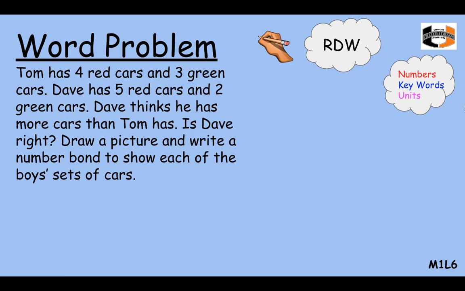Tom has 4 red cars and 3 green cars. Dave has 5 red cars and 2 green cars. Dave thinks he has more cars than Tom has. Is Dave right? Draw a picture and write a number bond to show each of the boys' sets of cars.